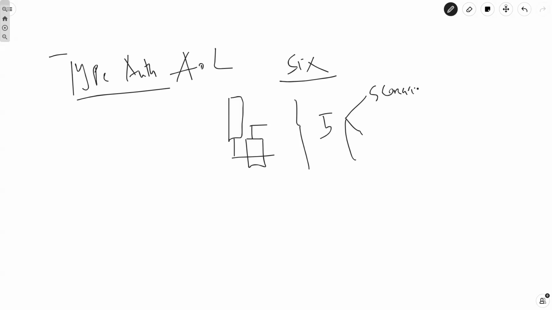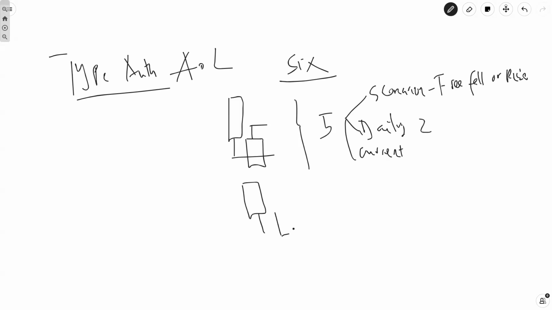The first scenario: the price must be at the free fall or rise. The second scenario: we must start on the daily time frame. The third one must be the current price. Which means once a certain weak overlap has been formed, we don't want to see any other weak overlap formed.